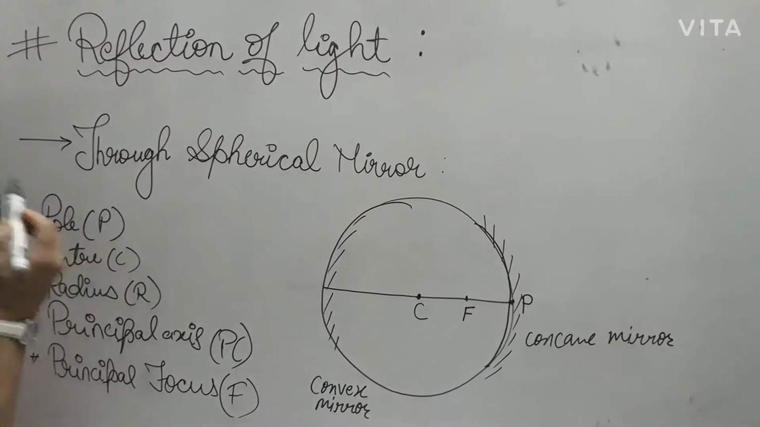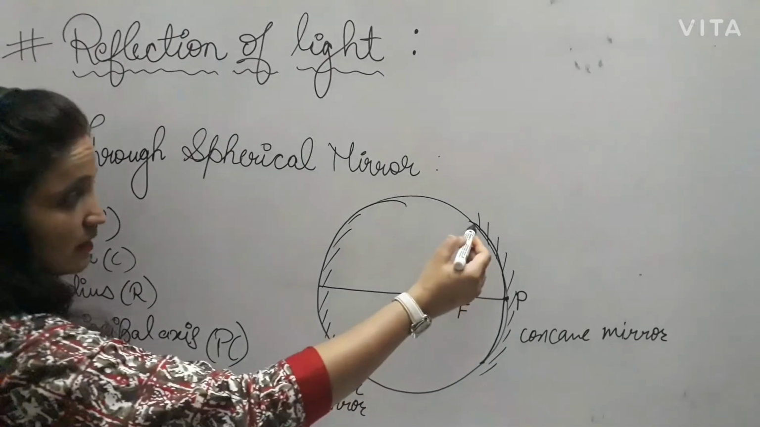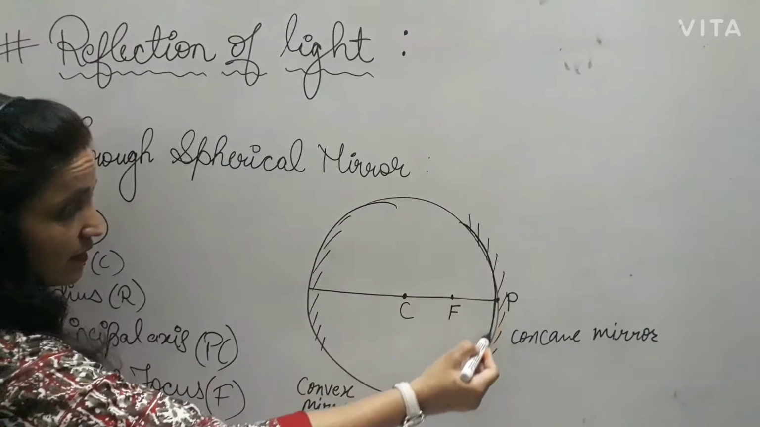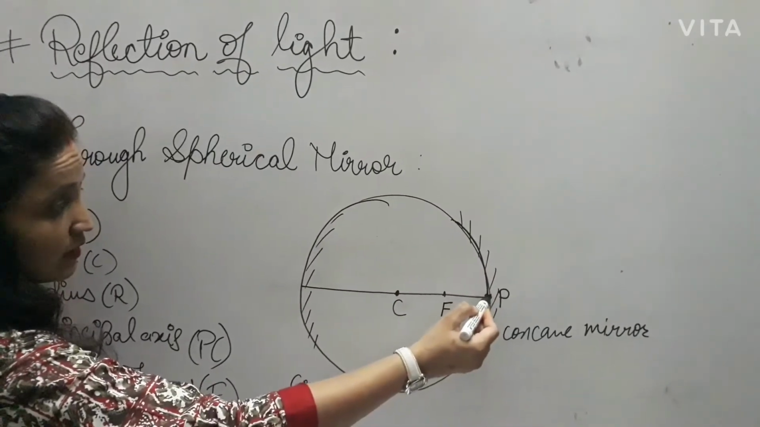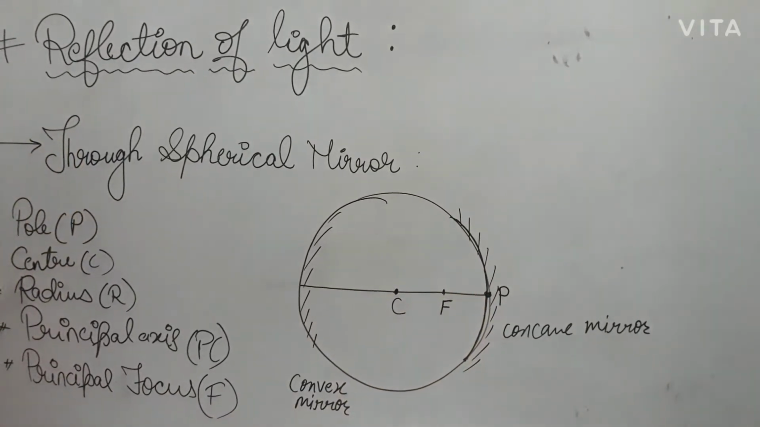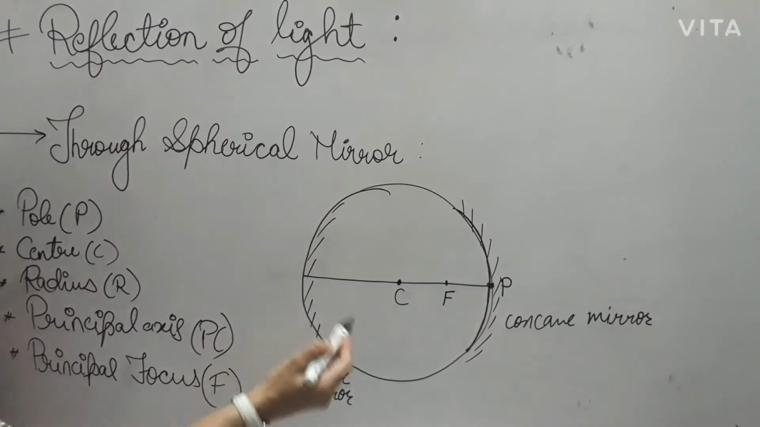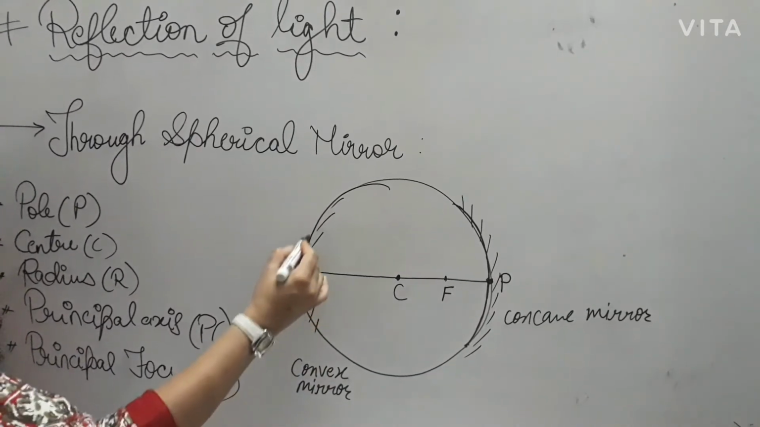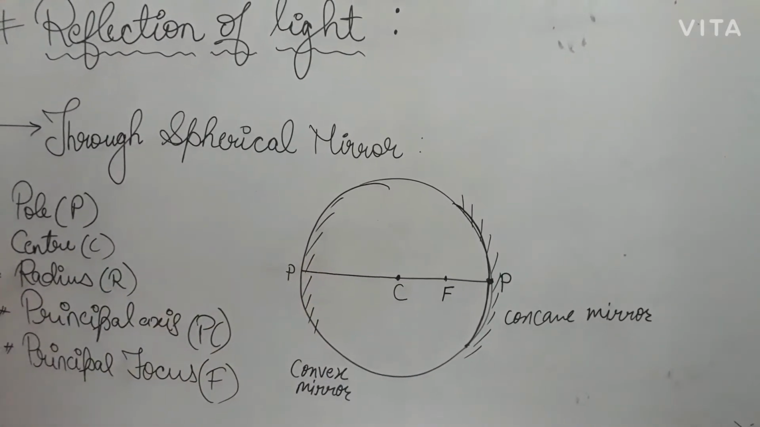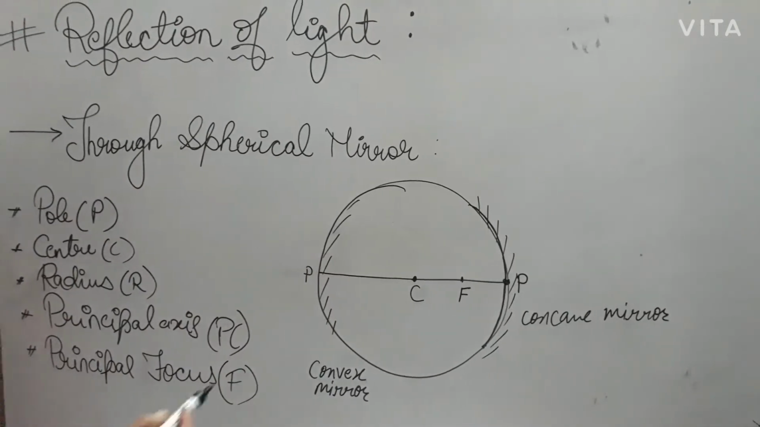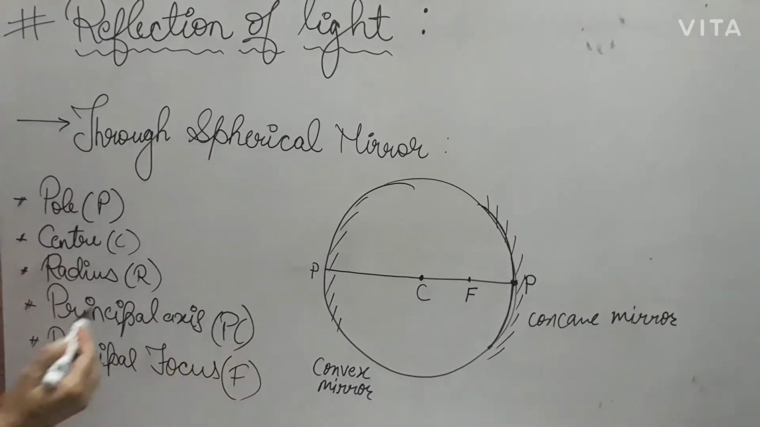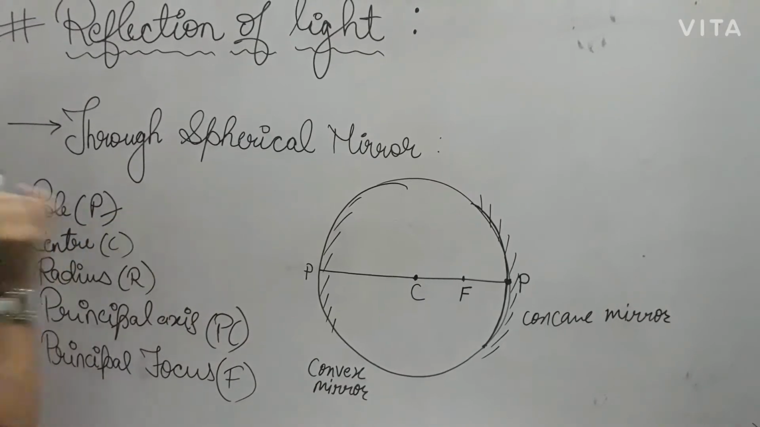First is the pole. You can see this is the reflecting surface and its center point is this one, which is known as the pole. So the pole is the center of the spherical mirror. It is also known as the vertex of the mirror, and it is denoted by the letter P.